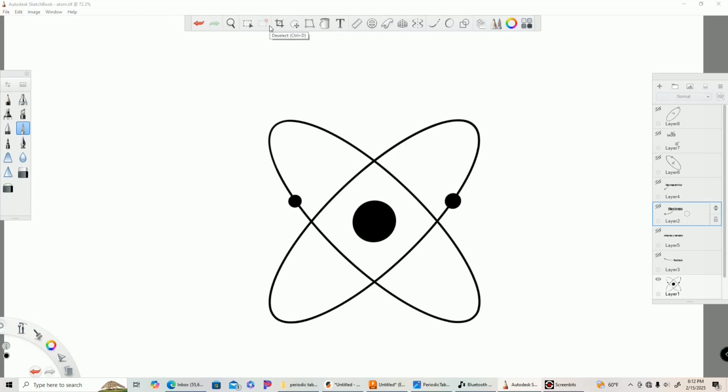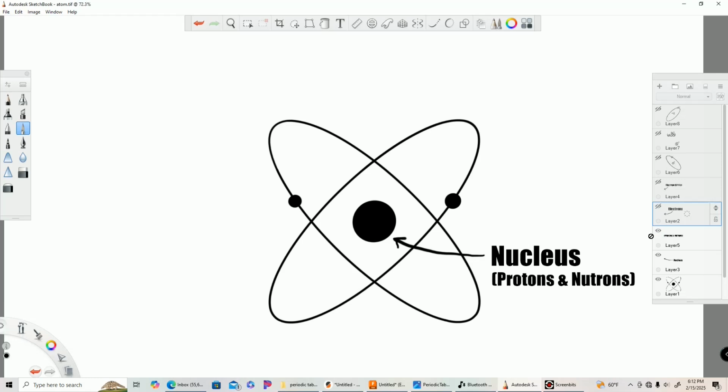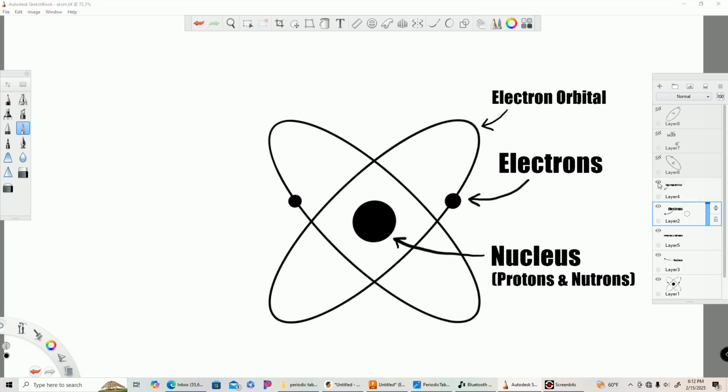If you've ever heard someone talking about atoms or atomic structure, you've probably seen an image like this at some point. And you know that this thing in the center is referred to as the nucleus. The nucleus is composed of protons and neutrons, and these things floating around the outside are referred to as electrons, and the thing that the electrons float around the nucleus in is called the electron orbital.